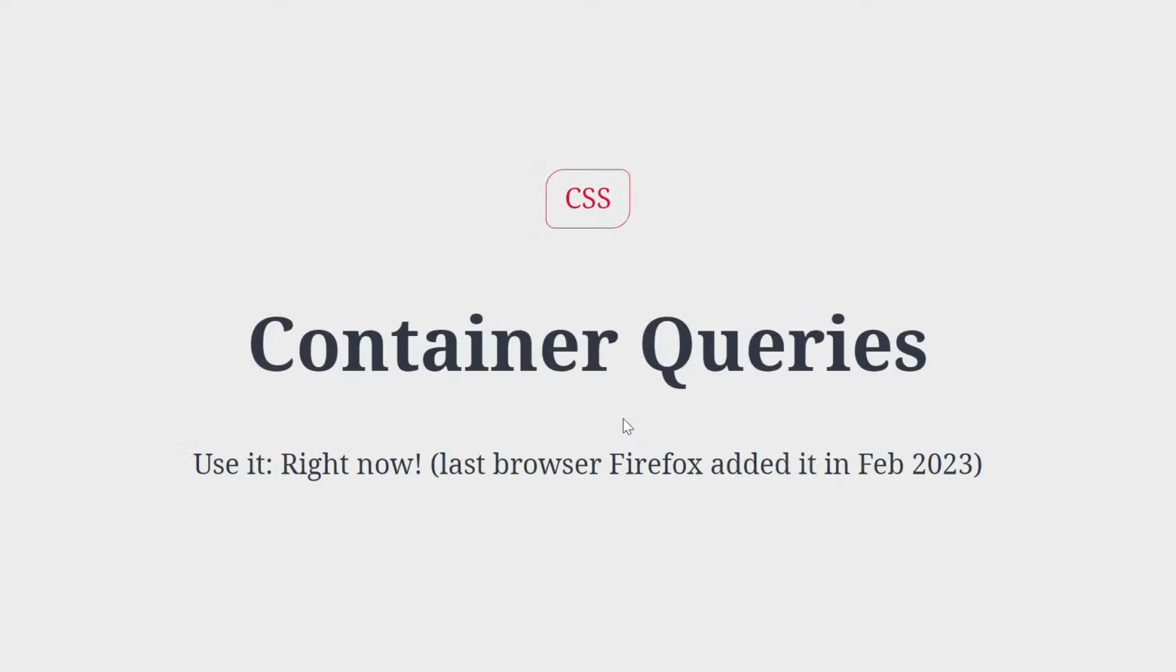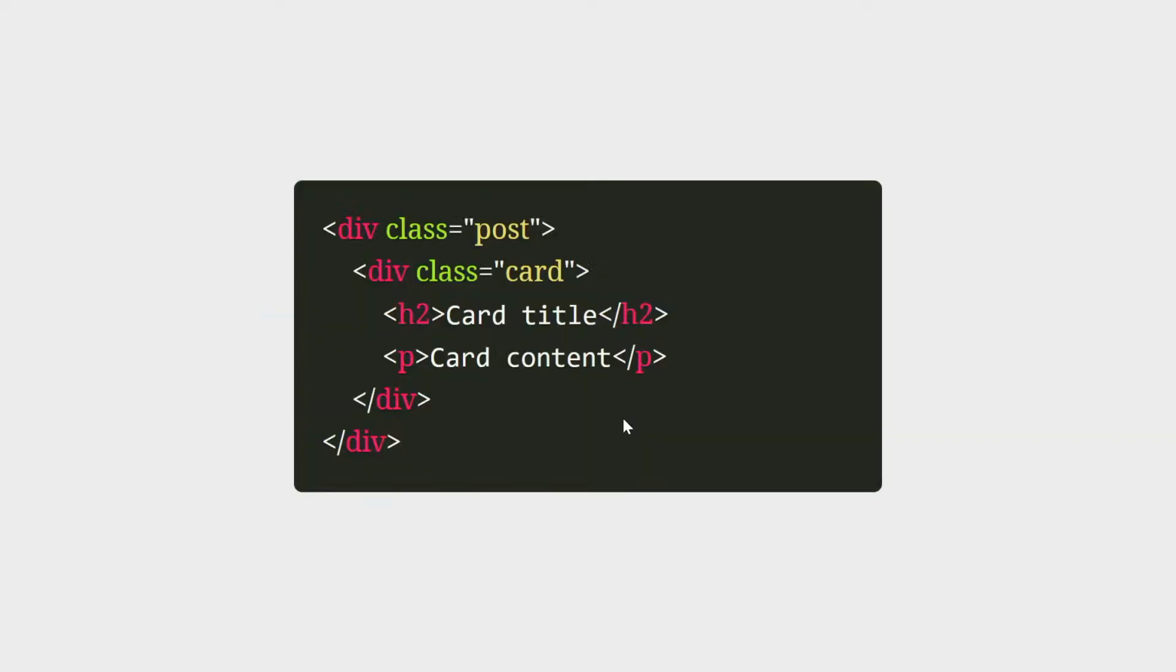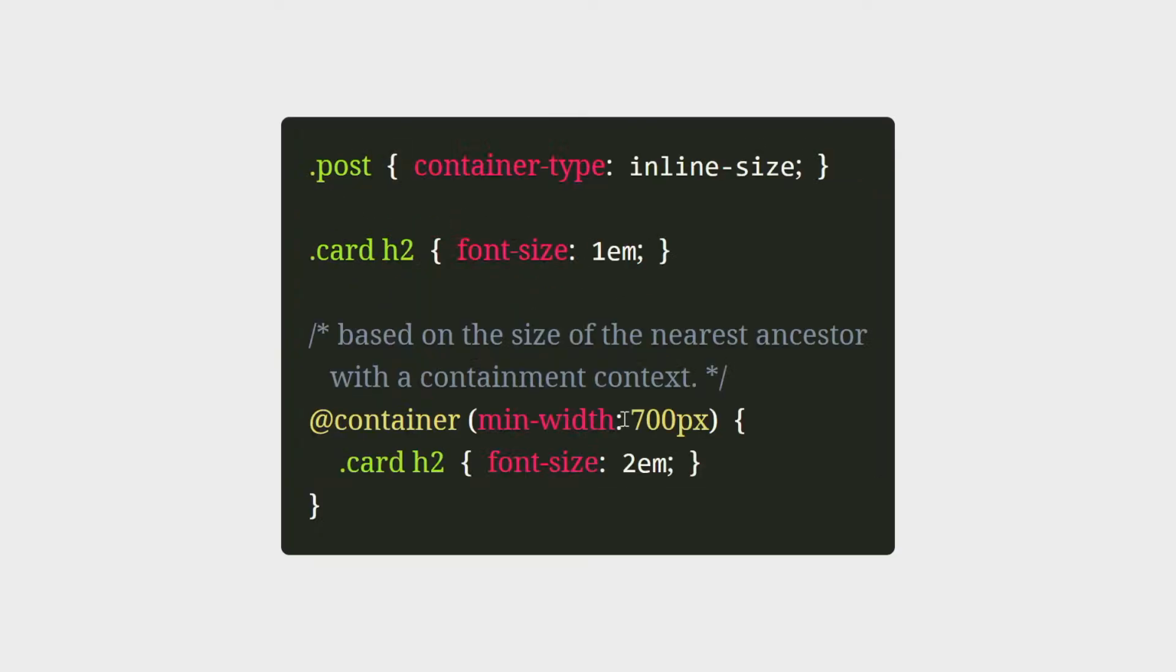Of course, everybody will know this. We now have container queries, because the last browser to add this was Firefox in February. It works something like this. If you have a post and within it a div container card, you can define your post as a container type, and then you can add a container query and define the size of the H2 depending on the width of that container.